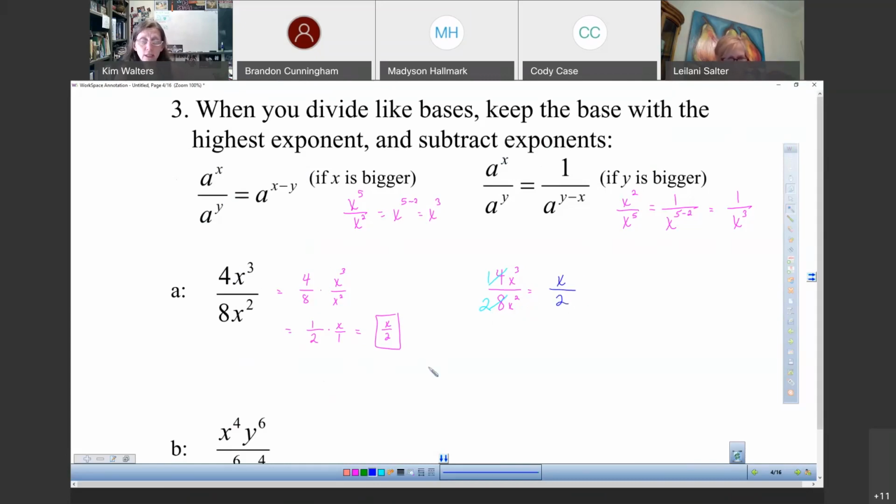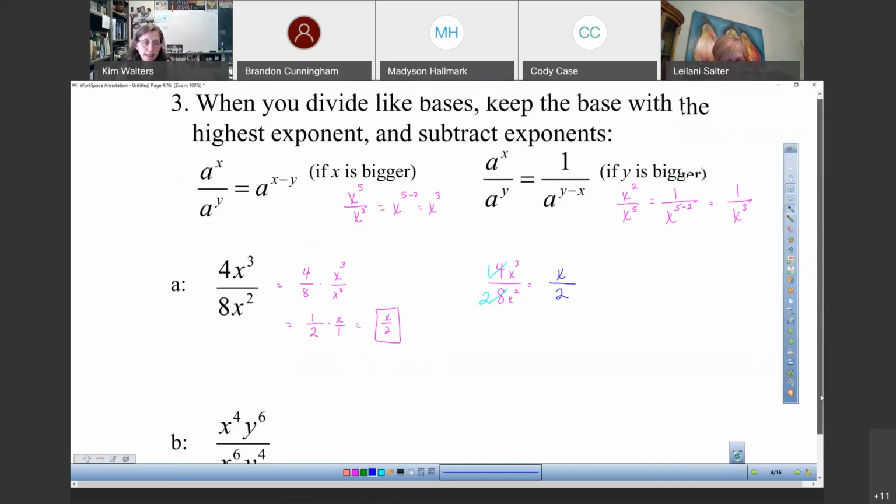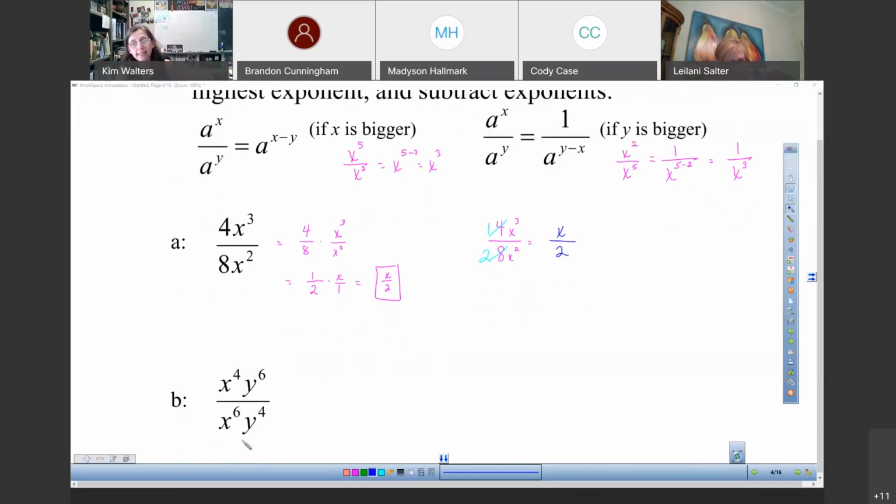I get the same thing either way, just depends on how you want to break it down. Okay. All right, let's look at part B here. I have x's and I have y's, okay? Which of my variables is going to end up in the numerator when I simplify this? Only one of my two variables is going to end up in the top. So which of my two variables, either x or y, is going to end up in the top?